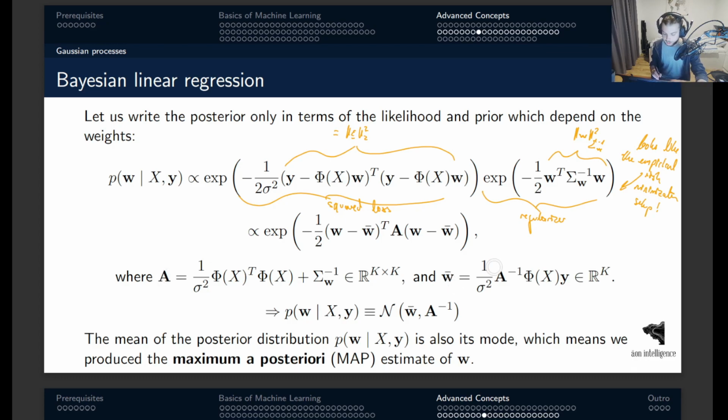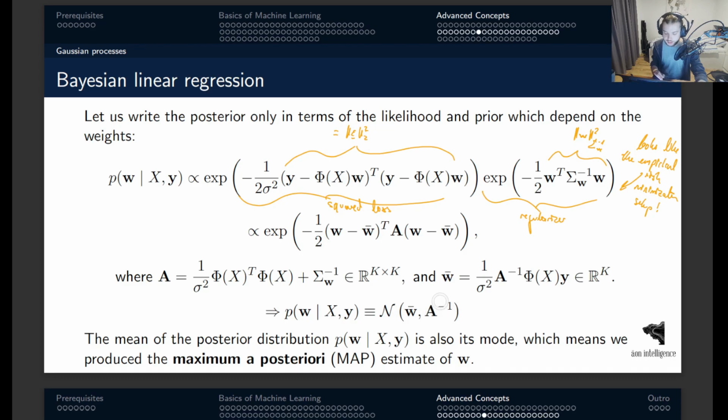And W bar is some constant again times the inverse of this positive definite matrix times phi x times y. And this is a vector of dimensionality k. We can write this posterior density as a multivariate Gaussian density, which is parameterized by this object W bar.